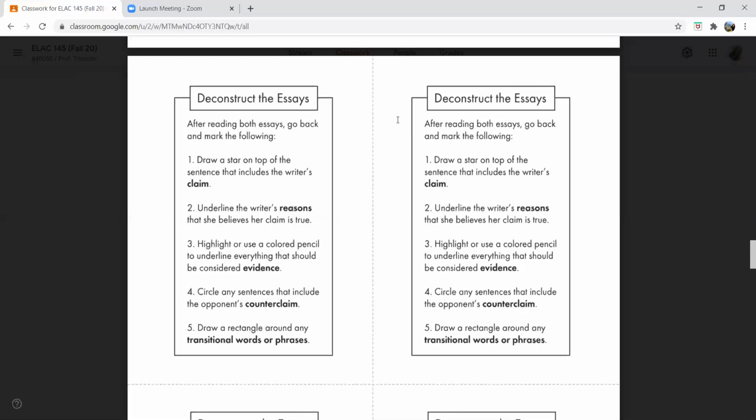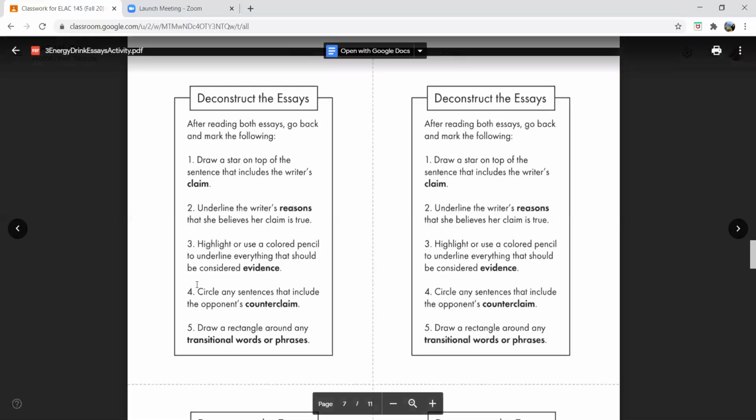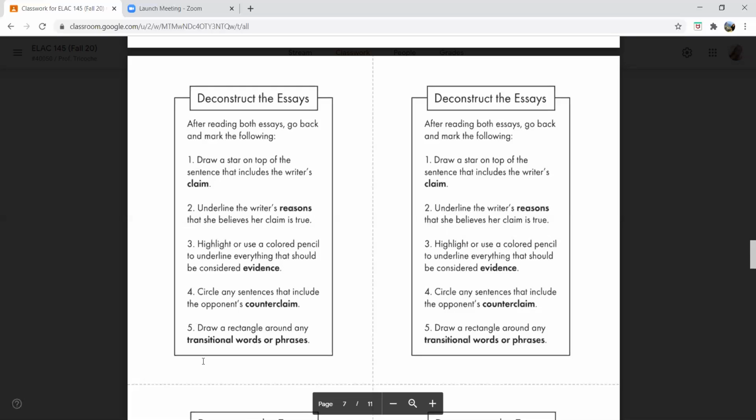So after reading both essays, we normally do this in class in groups when it's not a global pandemic. We would read both essays and then we would go back and mark the following. So we would get our annotation tools such as a pen, a pencil, a highlighter, maybe a combination of all of those. And we're going to follow these steps here. Today, we're going to follow these steps for 1 through 4. And then I need to show you in another video about transitional words and phrases, and you can come back and look for that.